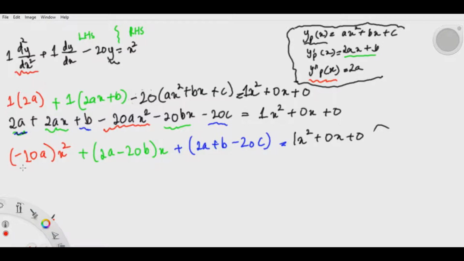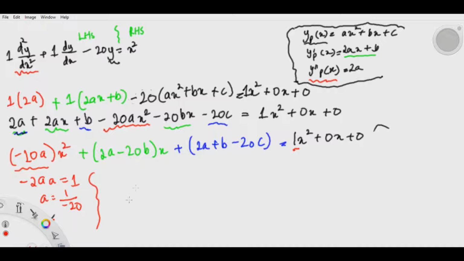The coefficient of x squared is minus 20a. That's reflected over here, where the coefficient of x squared is 1. So what that means is minus 20a needs to equal 1. It has to. So that means a equals 1 over minus 20.